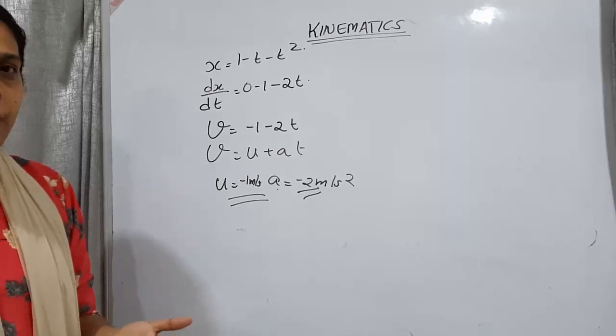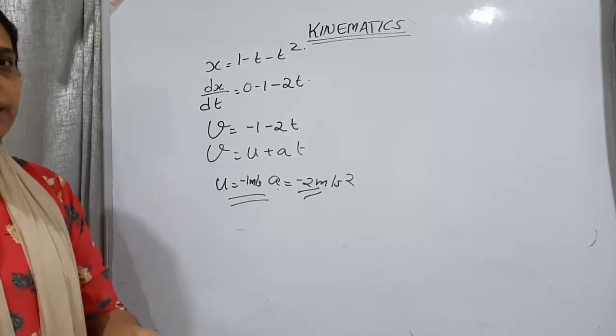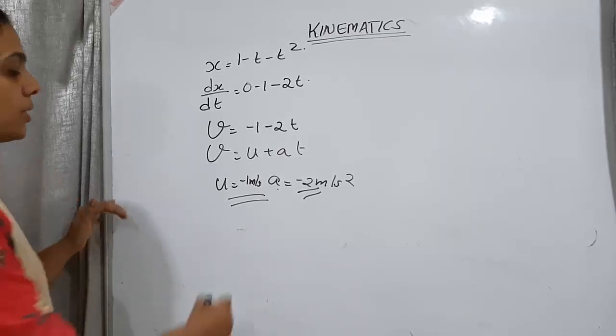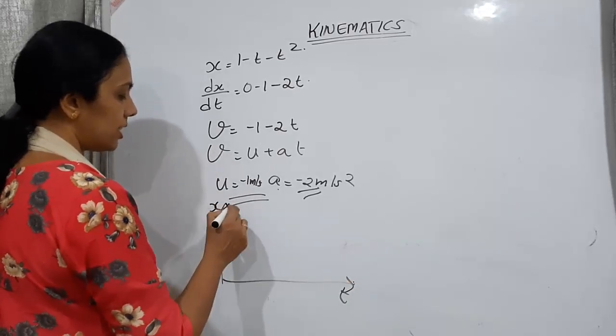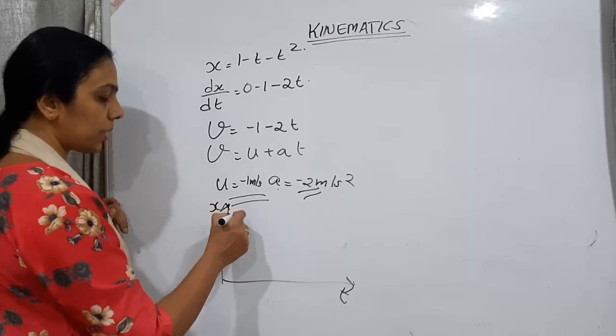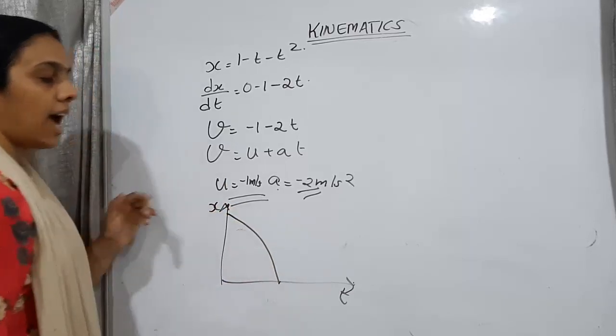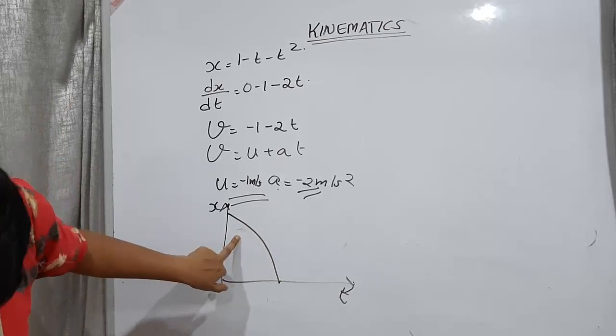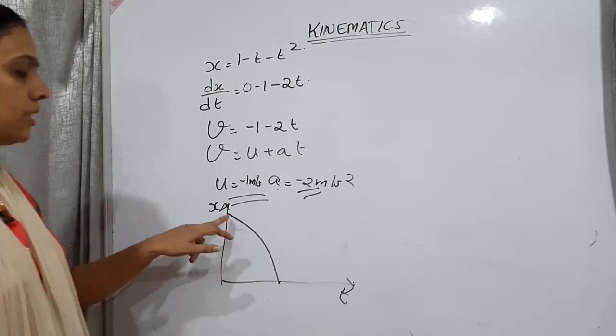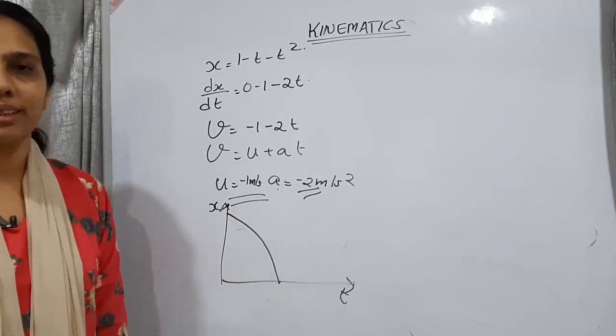Since it's a uniformly accelerated motion, it will be a parabola. Right? So the position time graph, the displacement, is decreasing with respect to time and the acceleration is negative. So the graph will be like this. Yes, the answer is B, correct. So it's a parabola. Clear?